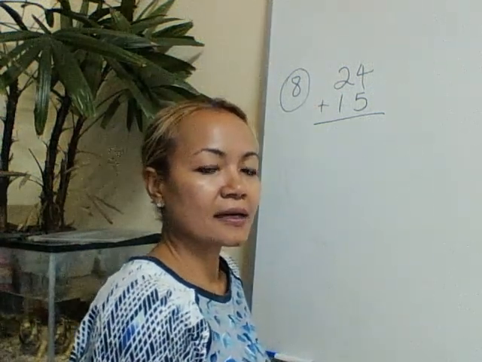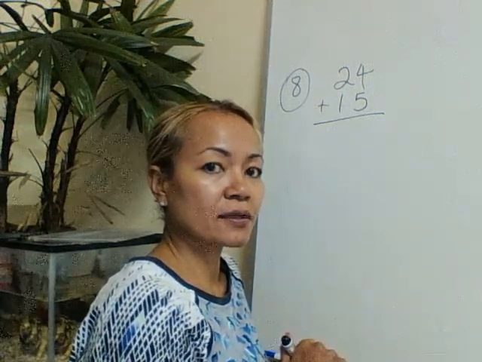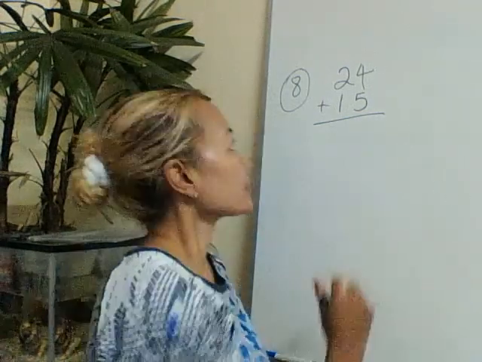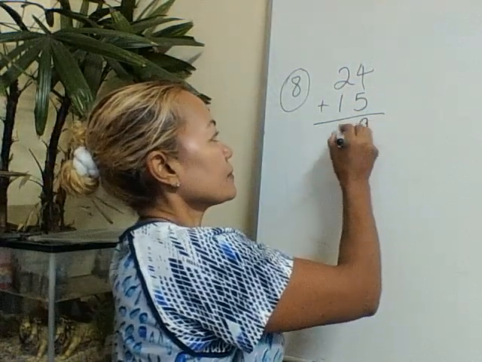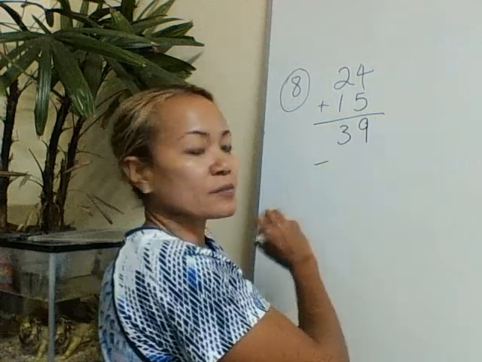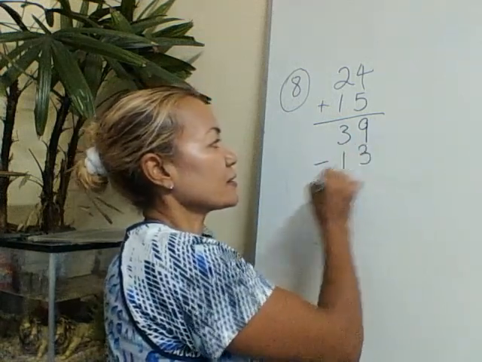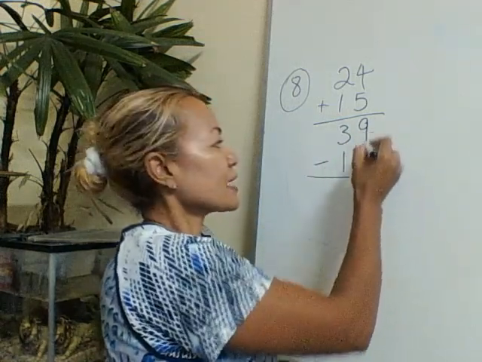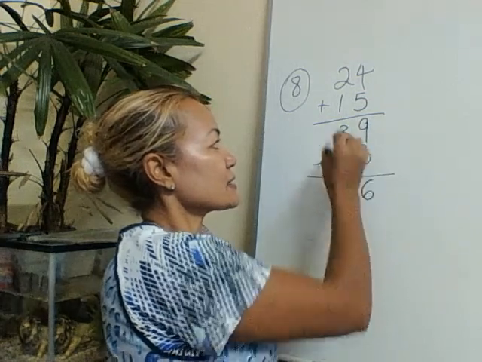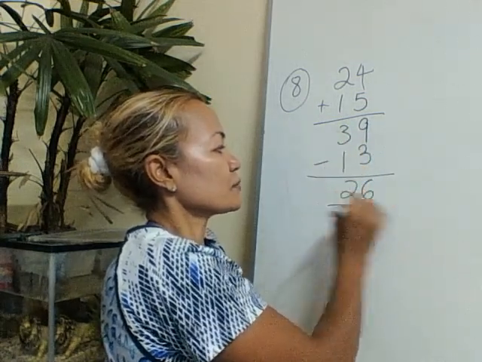Number 8, I recommend you do the first two numbers first, you add them, and then you subtract the 13. 9 minus 3 is 6, 3 minus 1 is 2.